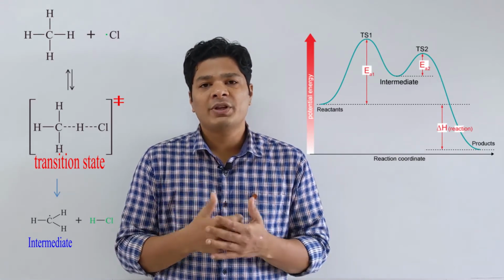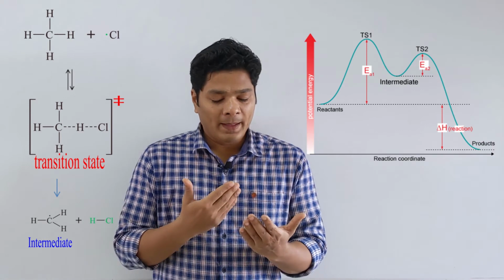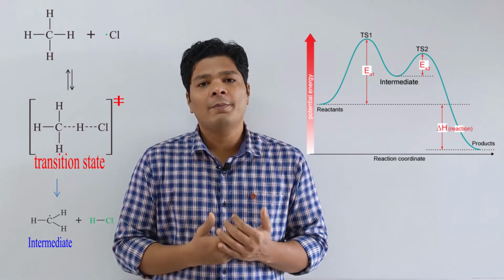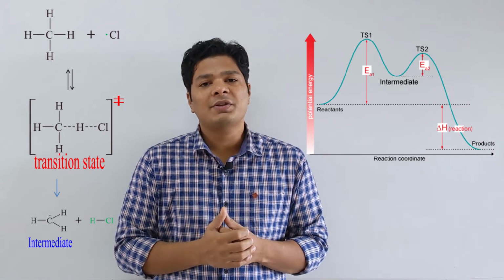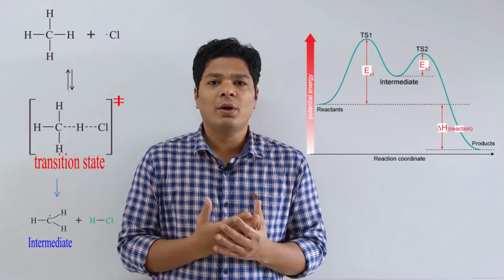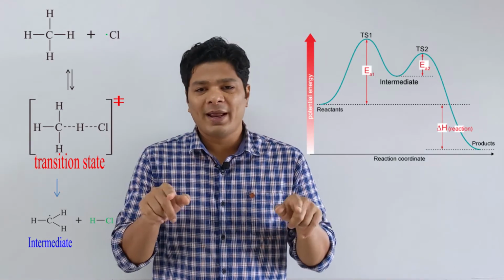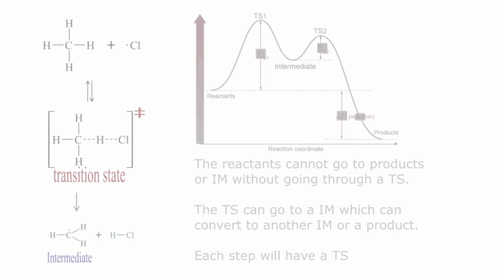It is the state with the highest energy possible and it is extremely unstable; it cannot be isolated. A transition state is usually denoted by the double dagger symbol within square brackets, showing that it is not stable.